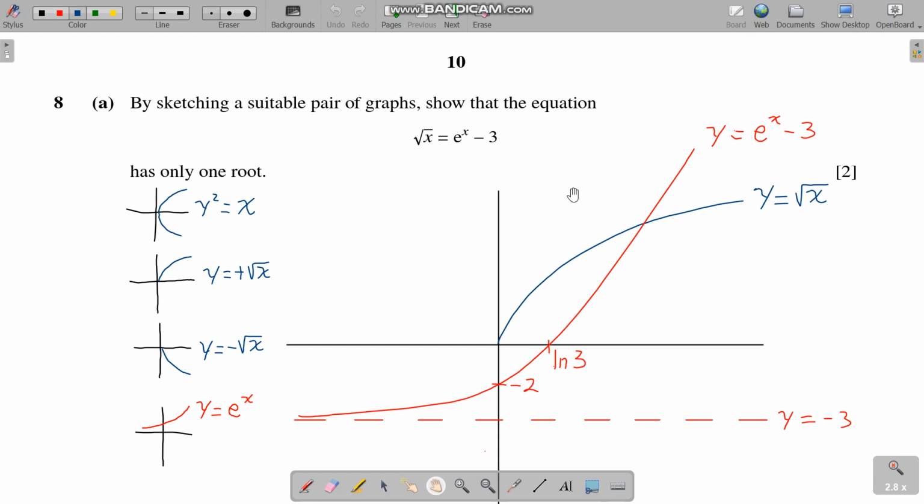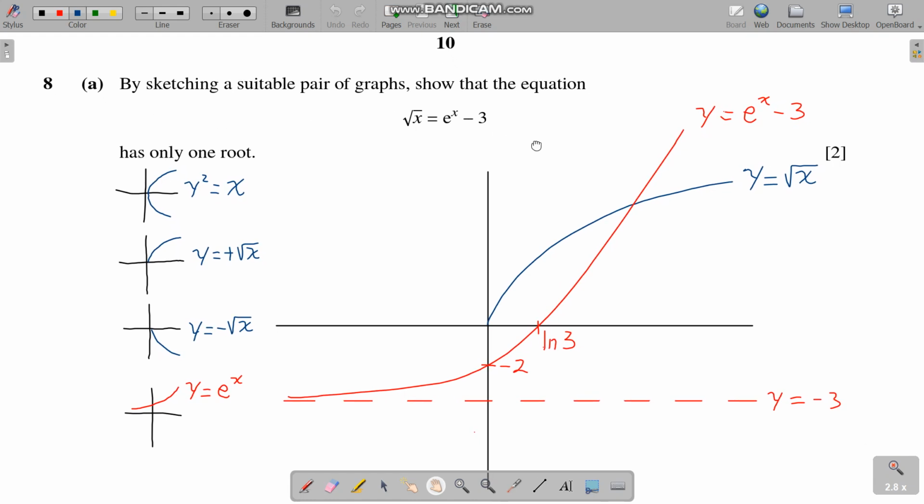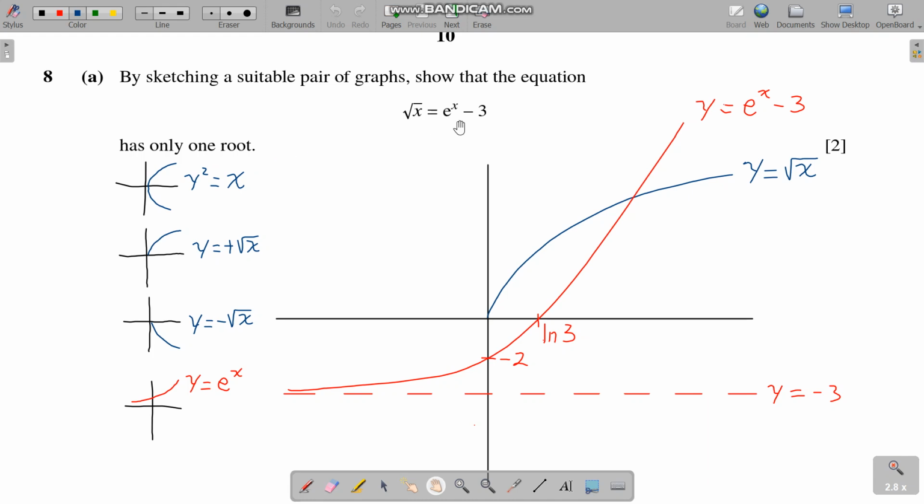Hello everyone, this question is about numerical solution of equations. Part A, sketch, show that the equation has only one root. So to show this kind of root, we have to draw two functions, y equals square root of x and y equals e to the x minus 3.